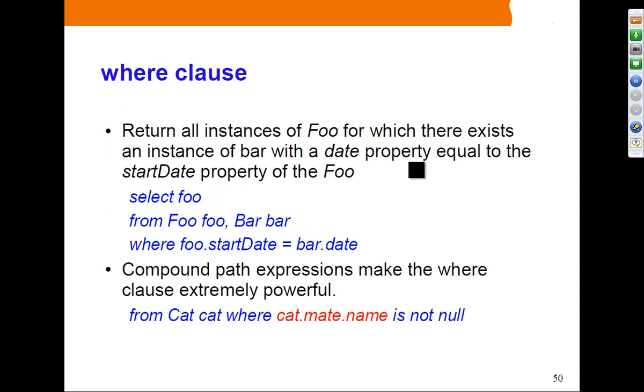This is a where clause. Return all instances of foo for which there exists an instance of bar with a date property equal to the start date property of the foo. So this is a where clause. And compound path expressions make the where clause extremely powerful. So cat.mate.name. This is something that you cannot do with SQL, right?